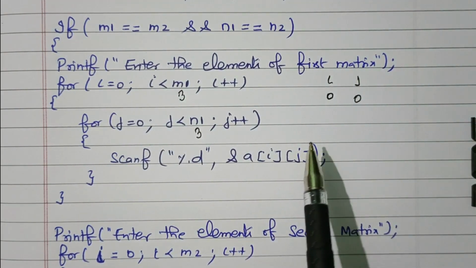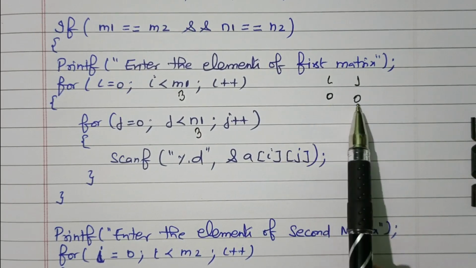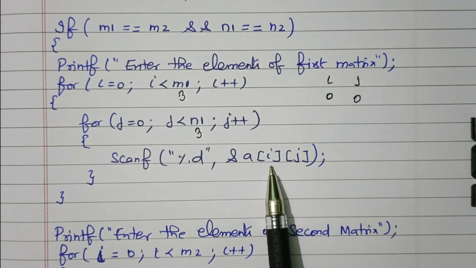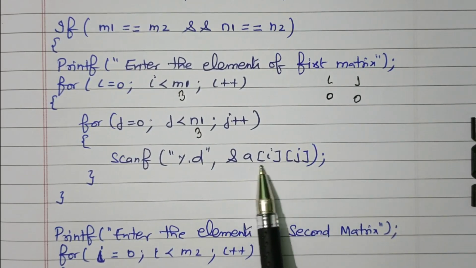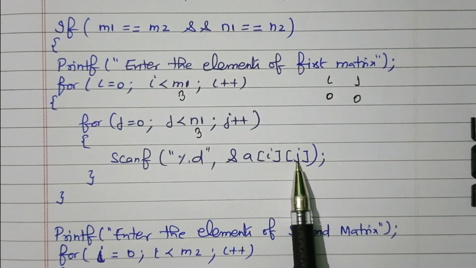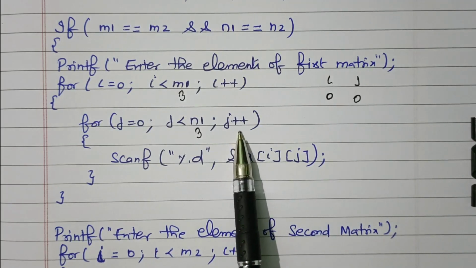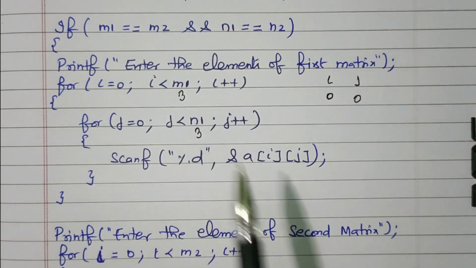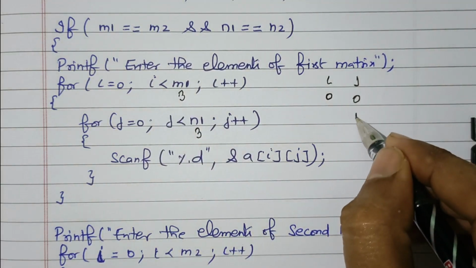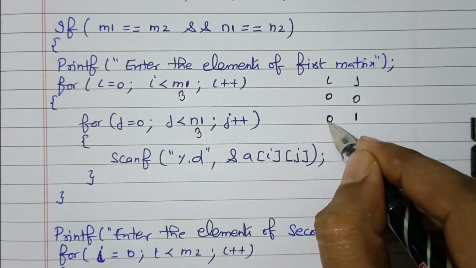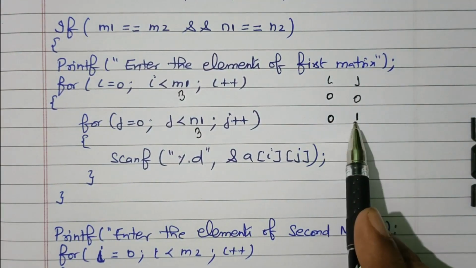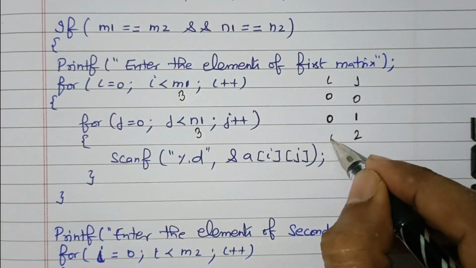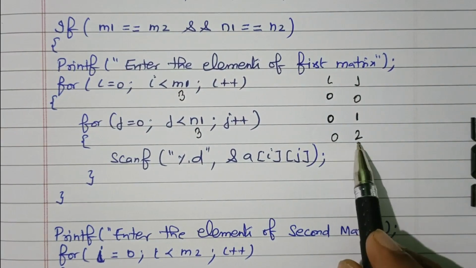Right? So the first data the user enters will be stored in 0 0. That is scanf %d, address of A of I J. I is 0, J also 0. So it will be stored in A of 0 0, the first element. Thereafter J is incremented. It's an inner loop. It will complete the inner loop, then it will go to the outer loop. So in the inner loop, the J value is incremented to 1. I value remains 0. So the next element is stored in 0 1. Then J value is incremented to 2. I value remains 0. The third element is stored in 0 2.